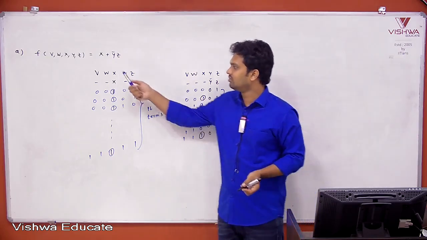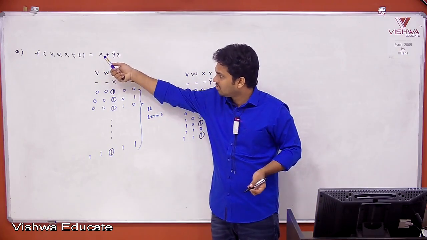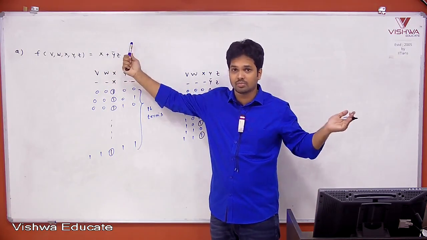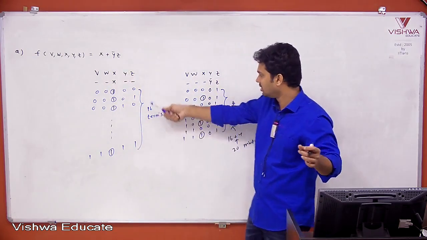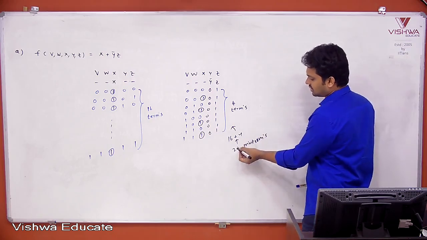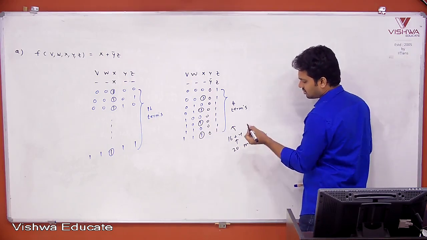If you multiply with V plus V bar, W plus W bar, Y plus Y bar, Z plus Z bar, it requires more amount of time here. So simply you can do like this. So what is the answer? 20 minterms is the answer. Copy it.